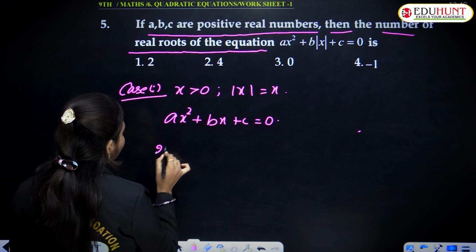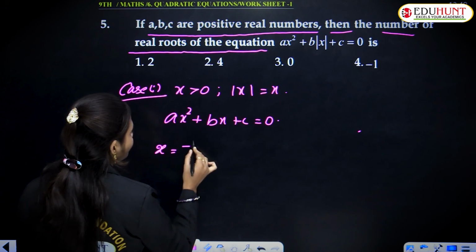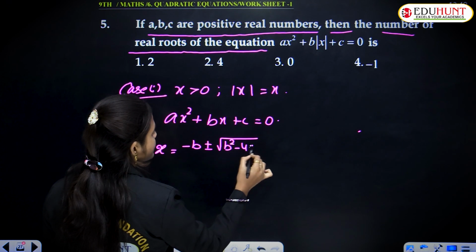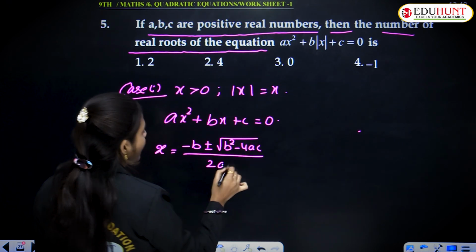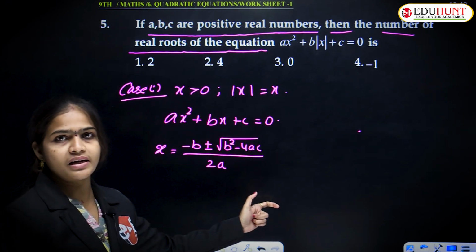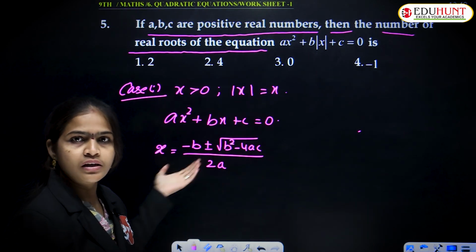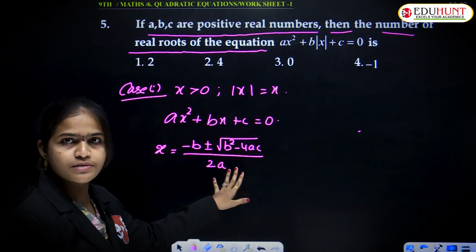The quadratic formula is x is equal to minus b plus or minus square root of b square minus 4ac, all divided by 2a. Actually, this is the quadratic formula. Okay, this concept is not completed. Next, as a continuation of this concept, we will discuss this formula.